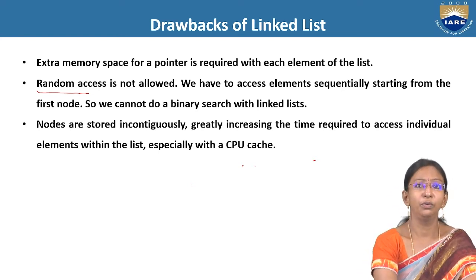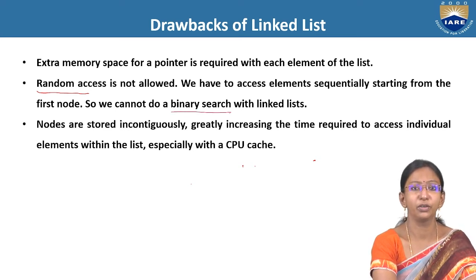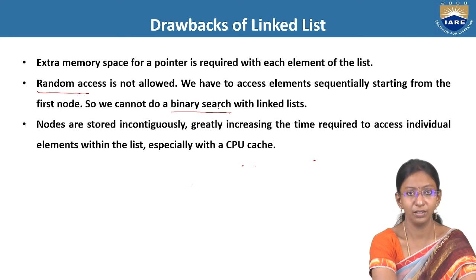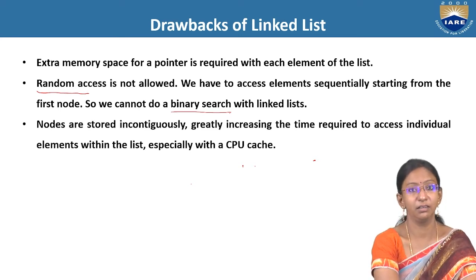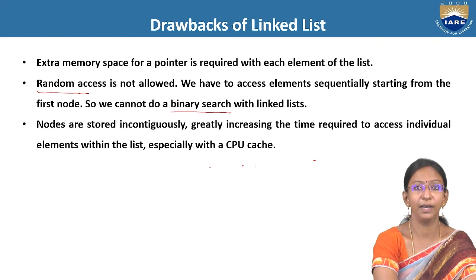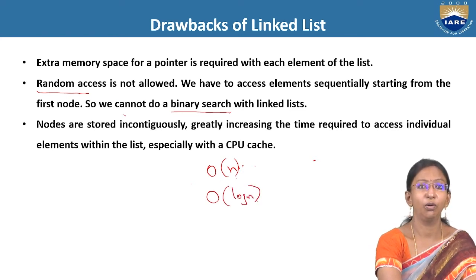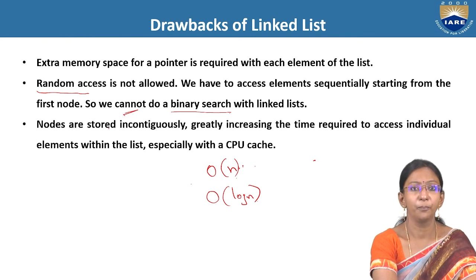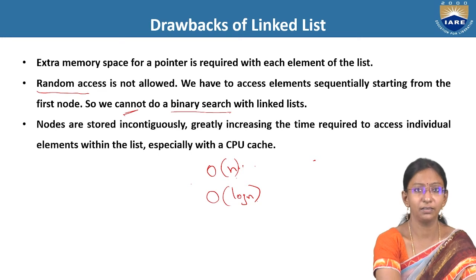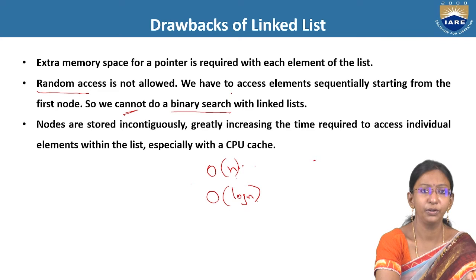So going with binary search, right? Search in a linked list is by default linear in nature, which is order of n. But binary search has order of log n complexity, which is very less, but we cannot implement it using a linked list. We can implement binary search using only arrays. Why can we not implement it using a linked list at every point of time?